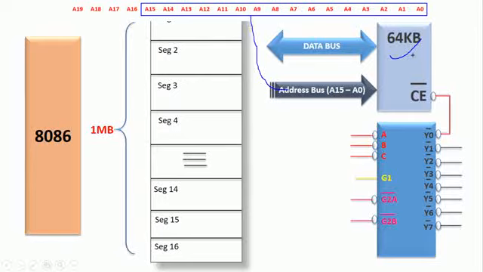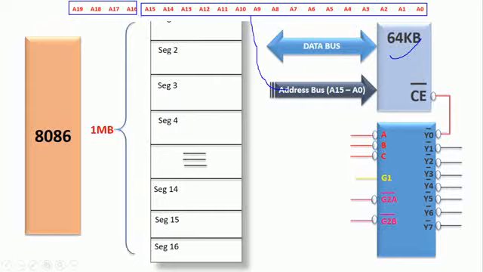So in order to interface this memory device to the microprocessor, how many address lines do we require? 16 address lines. These 16 address lines are taken from the 20-bit address bus of the 8086 microprocessor. So 16 lines are directly connected to this memory device. How many address lines are left? 4 address lines are left.